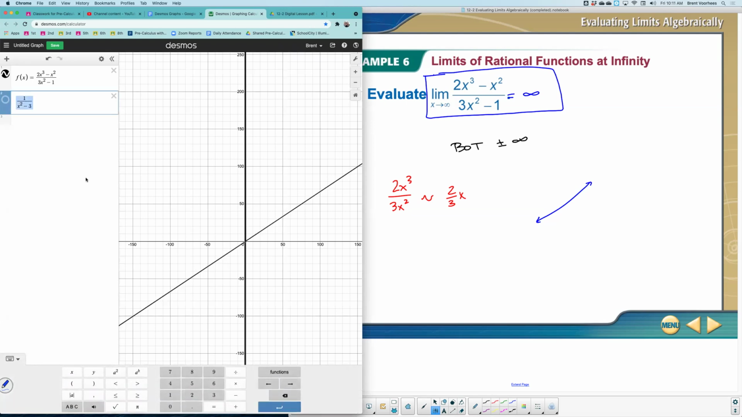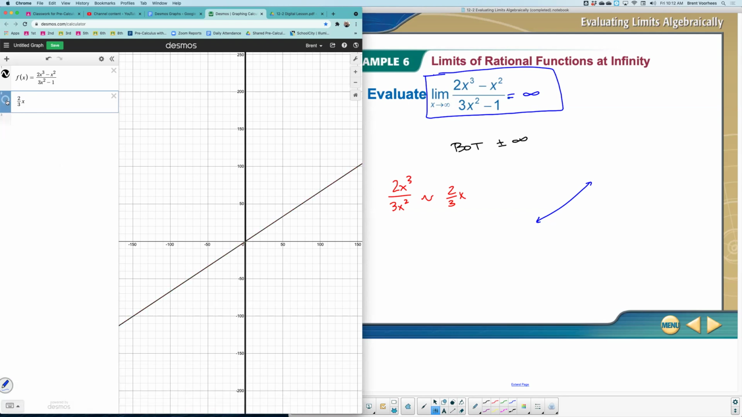Now let me put in the line 2/3 x. When I divided by the leading terms, I got 2/3 x. Wow, look at that. It's almost as if math works. Oh, it does. Math does work. Math is a truth teller. It tells the truth. That works. So yeah, it approximately is 2/3 x.